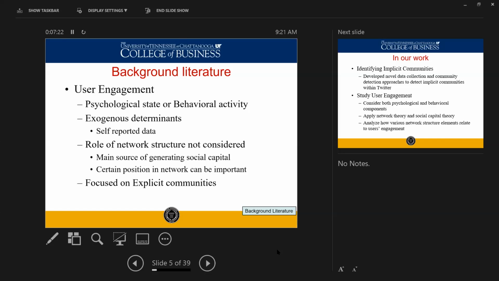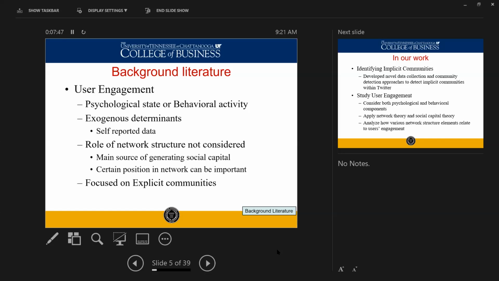So most of the research in the user engagement area which has been done is based on exogenous determinants, like self-reported data. Most of them use survey data: they survey these people, collect the data, and ask them why they're contributing, what is motivating them, and so on and so forth.